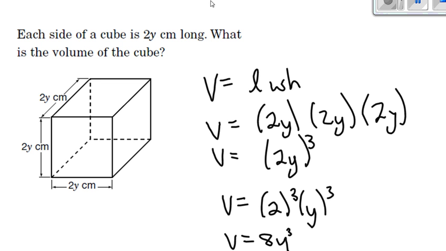And up here you can see that I would still get that if I just do multiplication instead of exponent law. 2 times 2 times 2 is 8. y times y times y is y cubed.